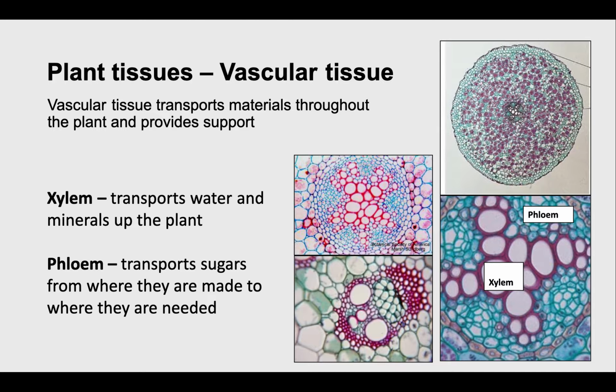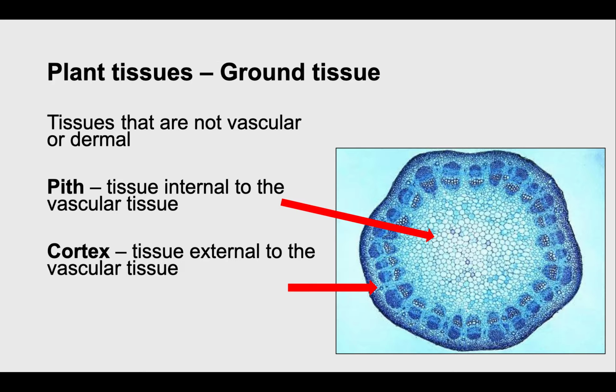So the last tissues we're going to look at are ground tissues. Ground tissues are easy to remember because they are tissues that are not vascular, they are not dermal. So tissues that are not found on the surface of the plant and tissues that do not provide support in transport. Now they can provide a little bit of support. I will put that caveat in there.